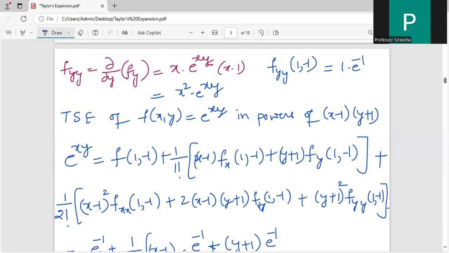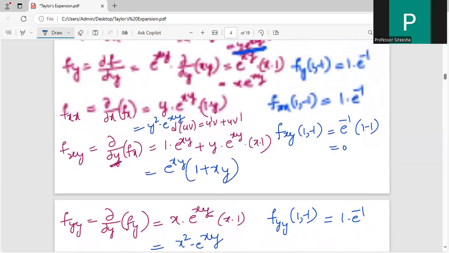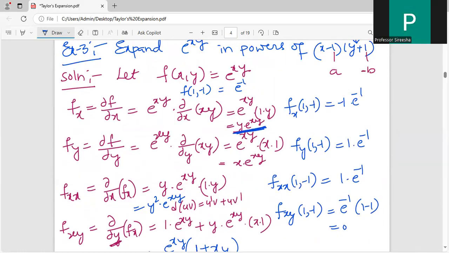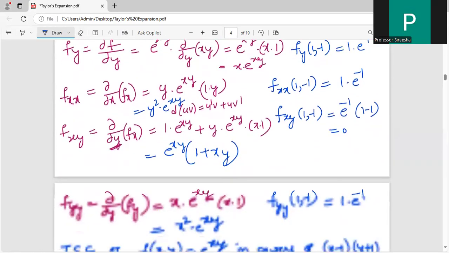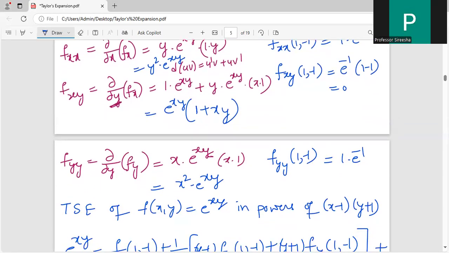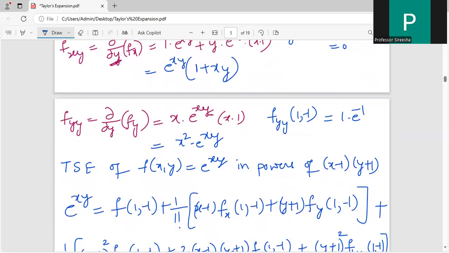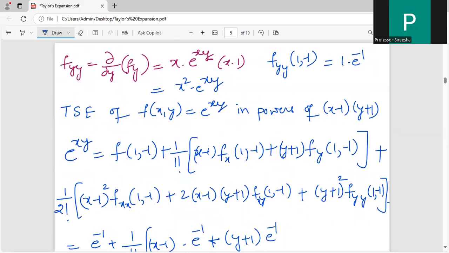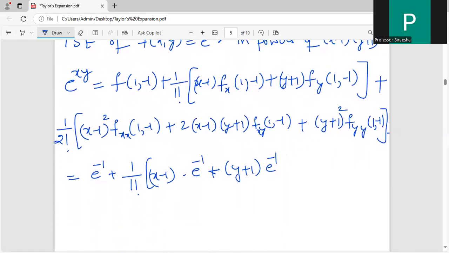Which one has plus? Which one has minus? Let me look into it. First one has minus. Second one has plus. Third one has plus. Fifth one has plus. This one has a minus. This one has a plus. Plus 1 by 2 factorial into, third one has a plus.